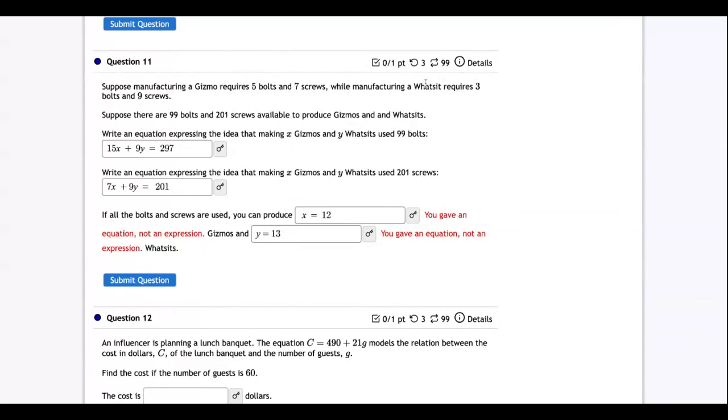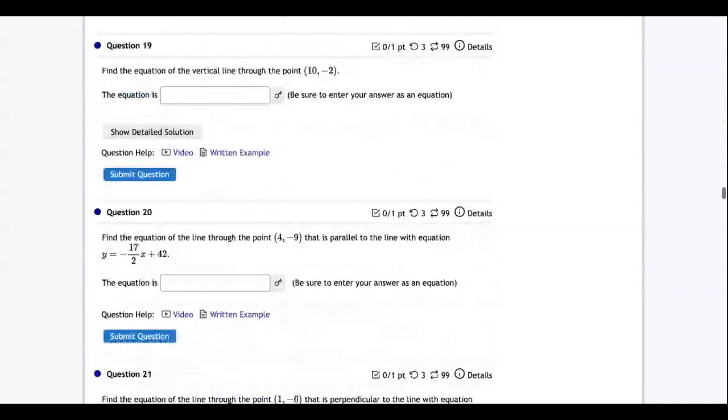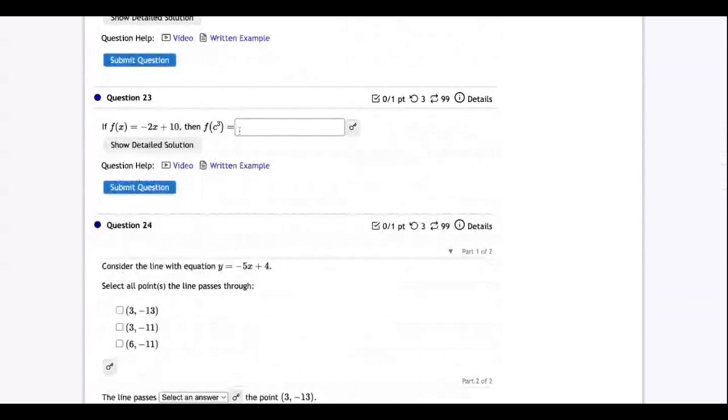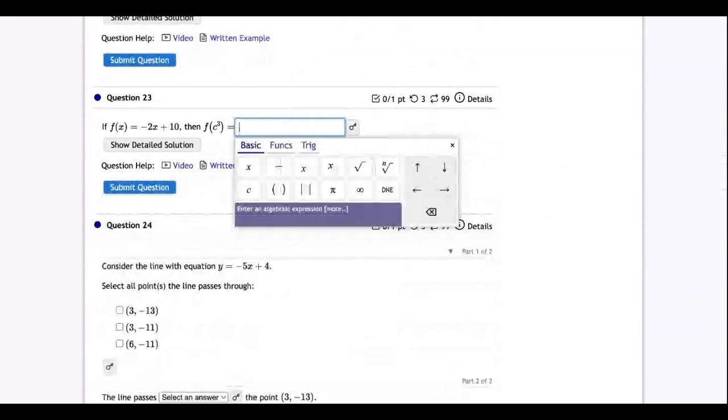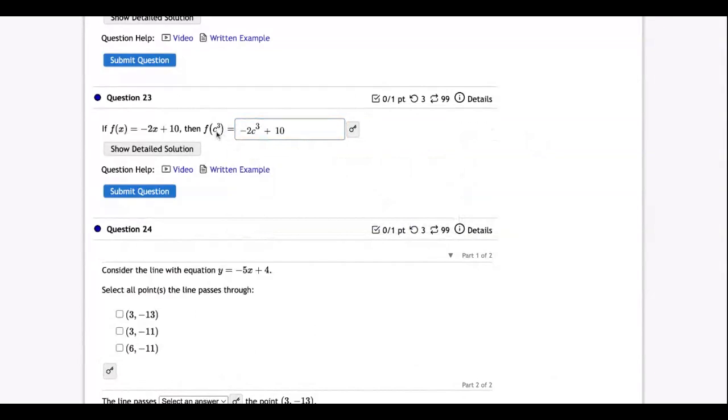$23, sure. $23. F of C cubed. Who cares what C cubed is? We just read in the input. What does the function do? The function multiplies the input by -2, then plus 10. That's it. So if the input is x, we multiply by -2 plus 10. Input is C cubed, we multiply by -2 plus 10.